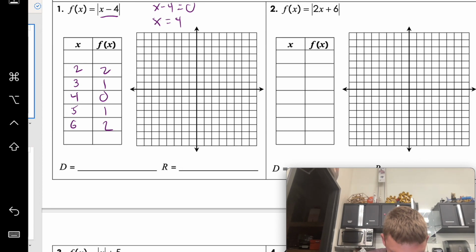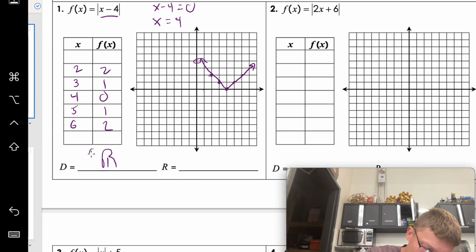So our vertex is at x equals 4. 1, 2, 3, 4. And we've got 3, 1, 2, 2. We've got our 2 points there. And there we go. So our domain is going to get pretty easy after a while. Once you catch on to the pattern, it's going to be all real numbers again.